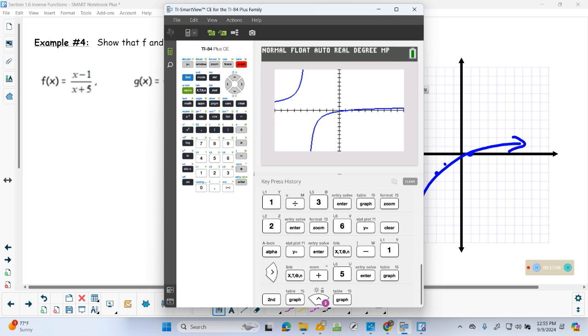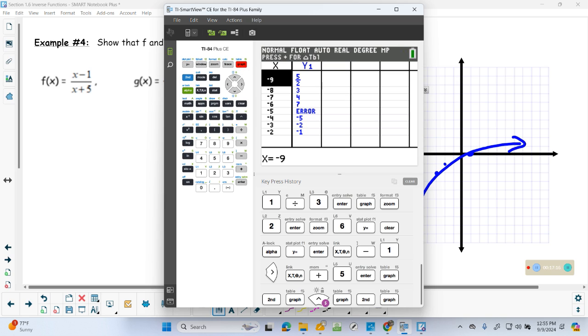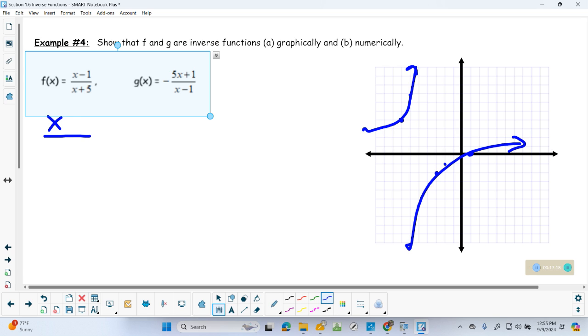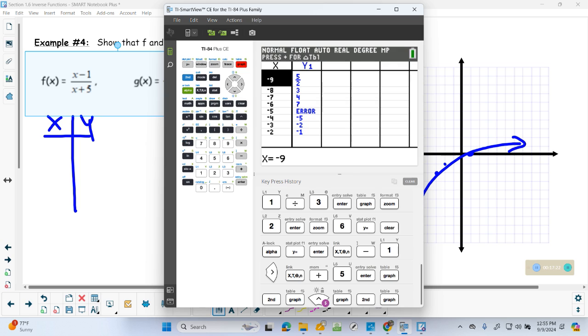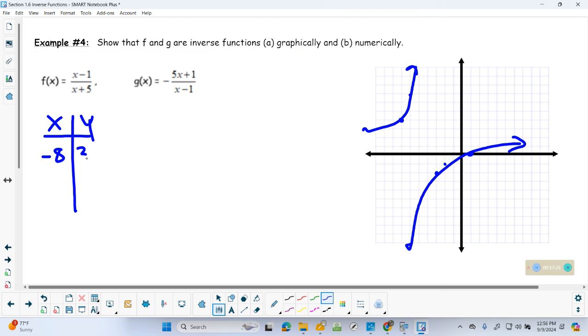Now, I needed the t-chart to get the points to draw the graph, but they also want you to show it numerically. So I'm just going to throw the t-chart back up here, and I'm just going to pick 3 points. I'm not going to get carried away. Let's see what we got. We're going to pick some nice numbers. I'm going to do, let's see, -8, 3, -7, 4, and we had -6, 7. You can have different points in yours if you want. I do not care, okay? Now, that was only F. We got to do G yet.